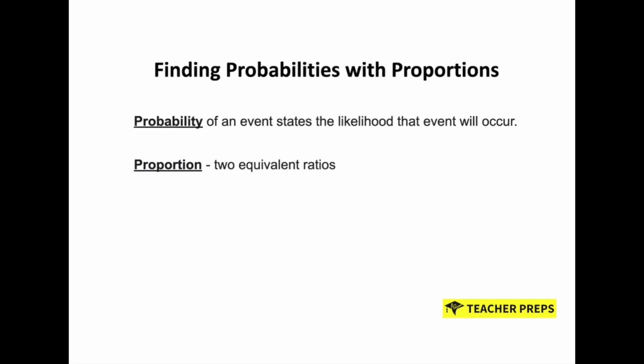In this video, we're going to find probabilities using proportions. Probability of an event states the likelihood that the event will occur. If we have the probability of an event, we can then make predictions about what would happen if the event happens multiple times. To find this prediction, we can use a proportion. A proportion is two equivalent ratios. Let's go through a couple examples together.